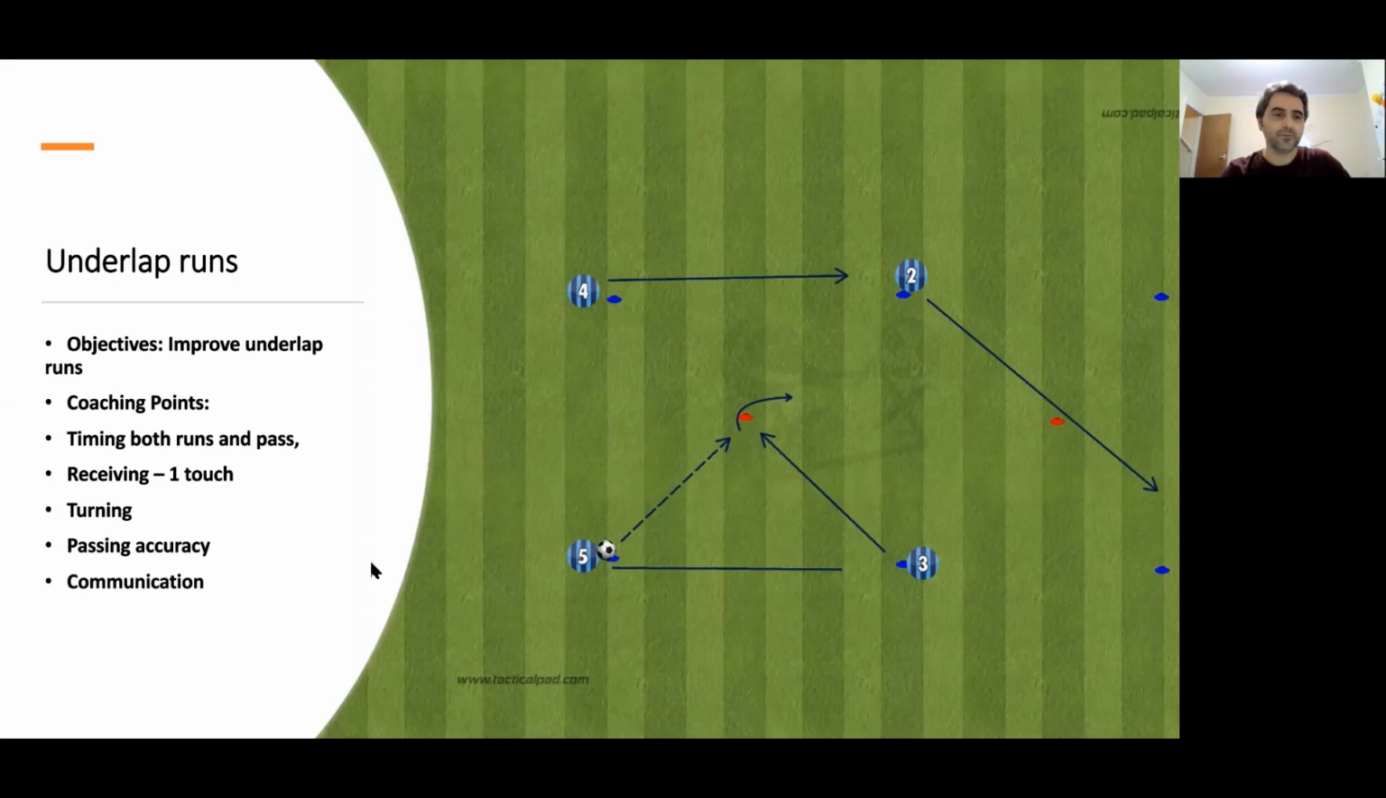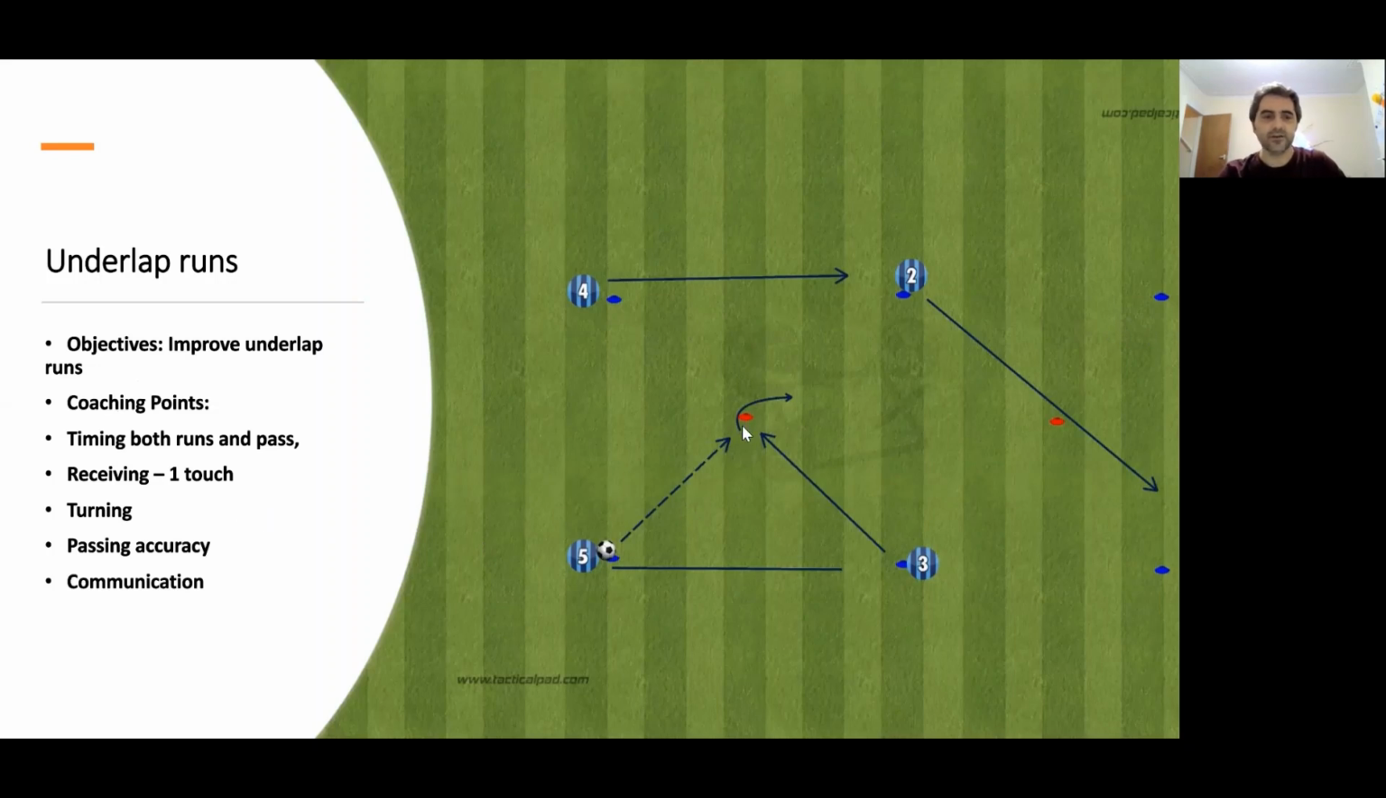So here is our objective. This is to improve underlap runs, and our coaching points are timing of both runs and passing. His runs here, and the other support runs, and the passes, like he passes here and number 3 passes here. So timing is important, and the receiving: one touch, receiving before the turning, receiving after he makes his underlap run, and receiving in the final corner.